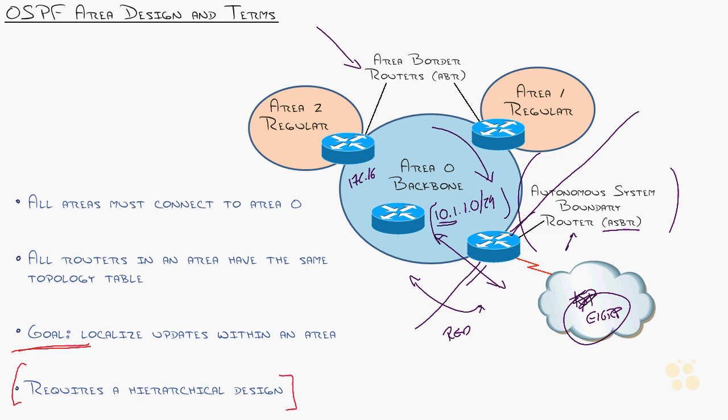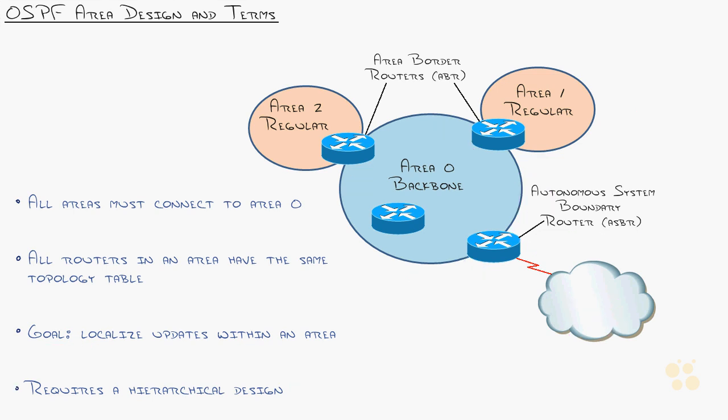Last topic for discussion, virtual links. OSPF has rules of engagement, and one of those rules is that all areas must connect to area 0. It's like the human body, the backbone. It's the first area that you create, and from there on out, all the areas have to attach.